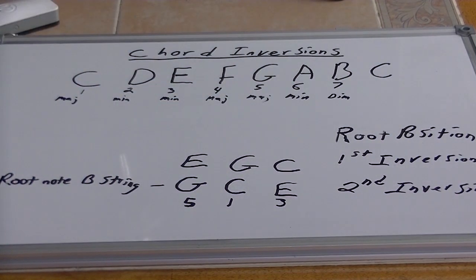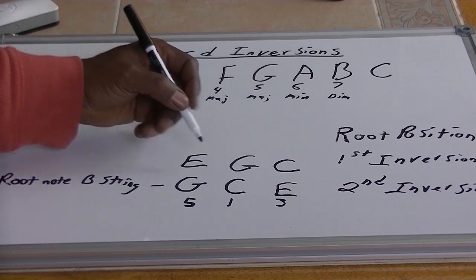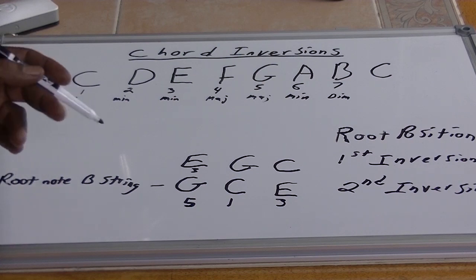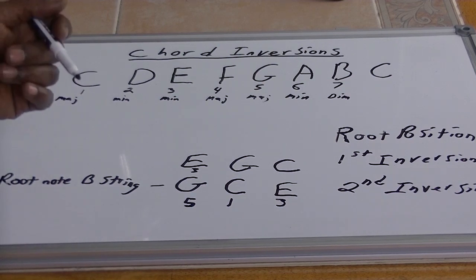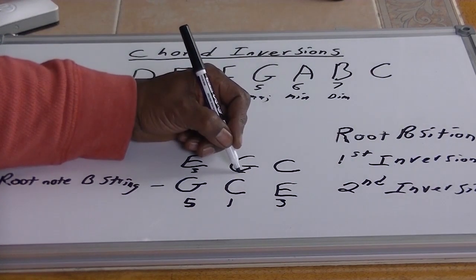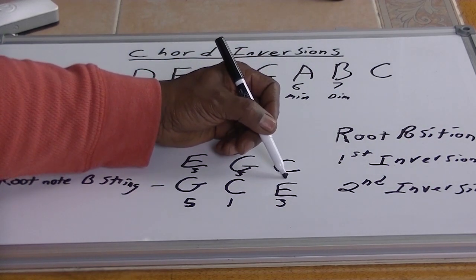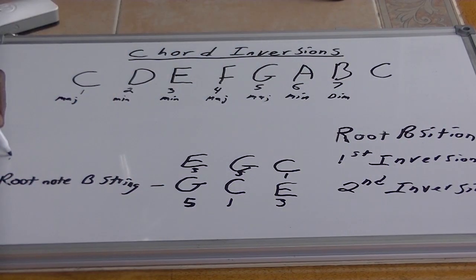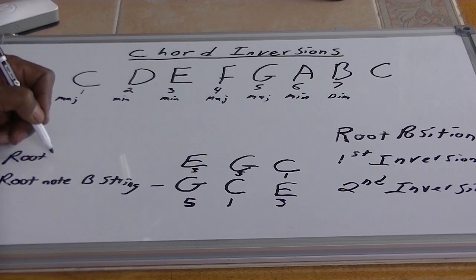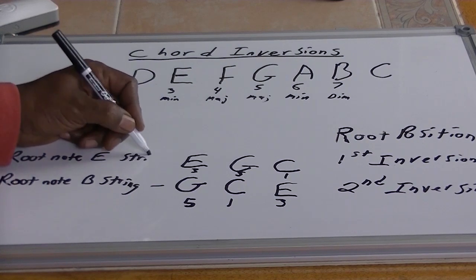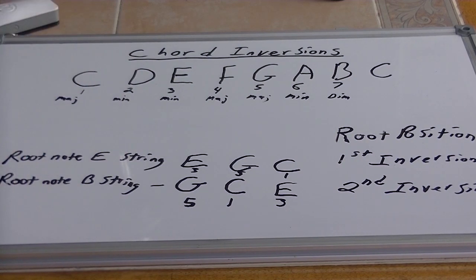So now, if we look at it in terms of the numbers, the lowest note we're playing, E, is the third. The note we're playing on the B string is the fifth. And the note we are playing on the E string is the root note. So when our chords have their root notes on the E string, this is the inversion that we are playing.